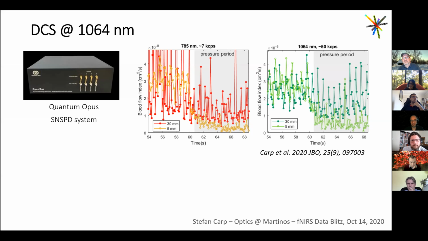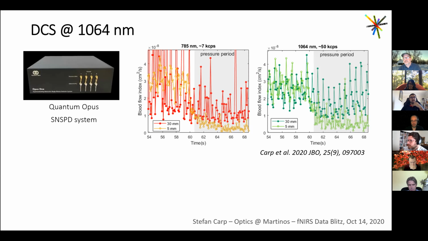So what we see here is a baseline measurement followed by applying pressure on the probe. As we expect, the blood flow is reduced at the short separation. But what we really see is that 785 looks like it has noise. We know that it's actually blood pulsation, but it's not clear enough to be resolved. While at 1064, you can clearly see the pulsation of blood flow and the variation across the heart cycle. And during the pressure, you can still see strong pulsatility at the long distance, indicating that it's coming from somewhere beyond the scalp.